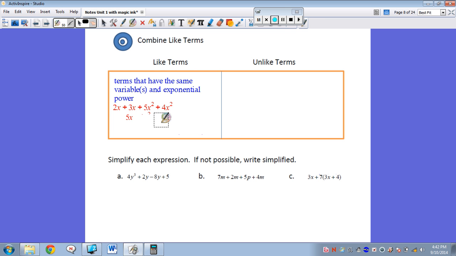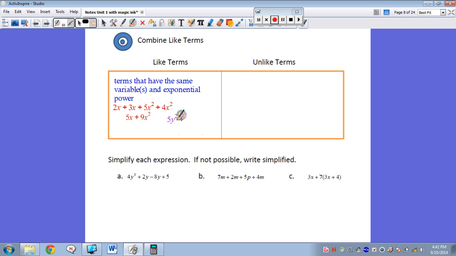Then you look at 5x squared and 4x squared. They both have x, and they both have an exponent of 2. So then those two can be combined with one another, and you're left with 9x squared. You can't combine 5x and 9x squared together because this x right here doesn't have an exponent of 2. So they have to have both the same variable and the same exponent. Let's take a look at one more example.